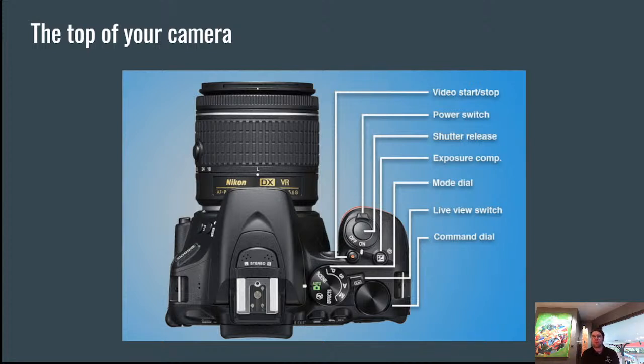Underneath that, we have the power switch. The power switch typically can live in a few different locations. Some people will put it by the mode dial. Some people will put it around the physical shutter release. It's all dependent on the brand and who you're talking with. This is a Nikon camera that we're looking at. So Nikon likes to do the power button around the shutter release.